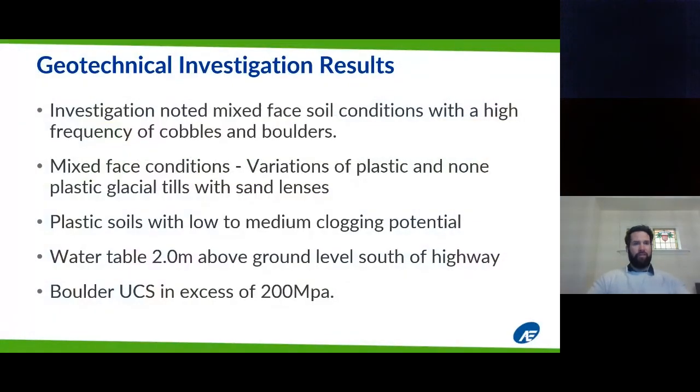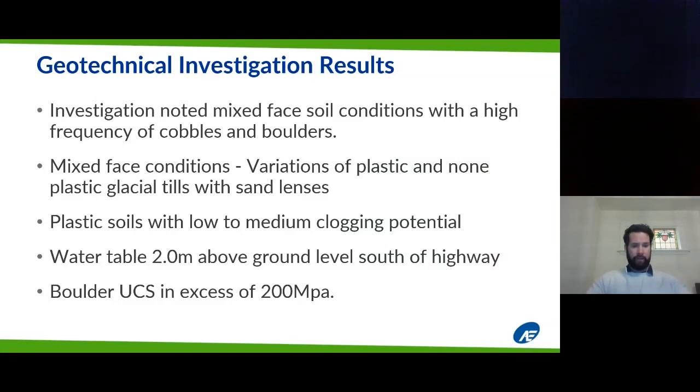So now that we have an understanding of where the project was, let's get an understanding of what the ground conditions were. So the investigation noted that there would be mixed phase soil conditions with a high frequency of cobbles and boulders. I should note, while the frequency of boulders was expected to be high, the actual volume of boulders compared to the excavated material was expected to be quite low, and our geotechnical subconsultant estimated this at a volume ratio of 0.221%, which we would consider as trace amounts of boulders.